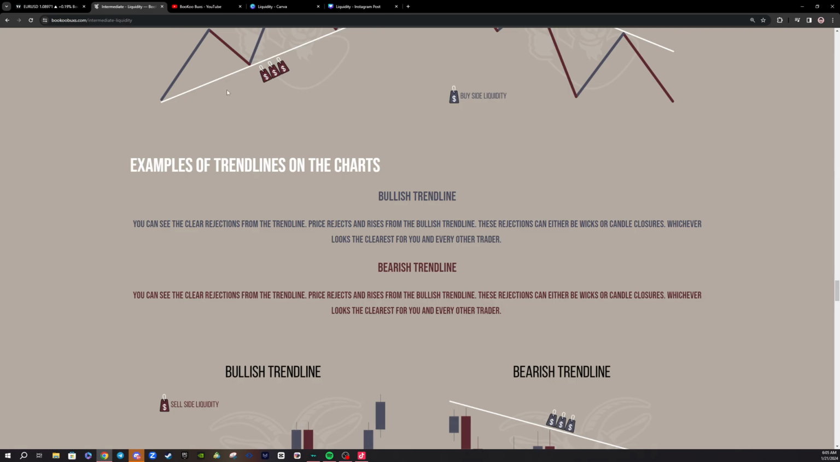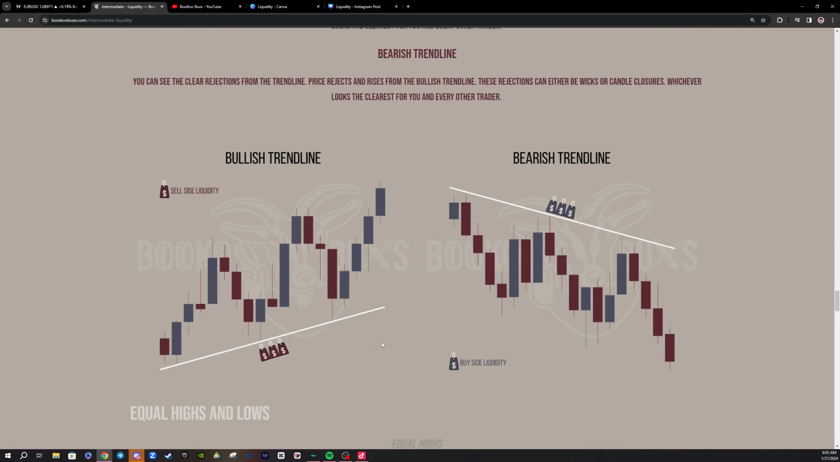Examples of trend lines on the charts, kind of went over that a little bit, but here's just a couple of examples. Again, it doesn't always have to be picture perfect wicks. Just draw a general area where people are generally drawing the trend lines, and that's how you identify liquidity using a trend line.